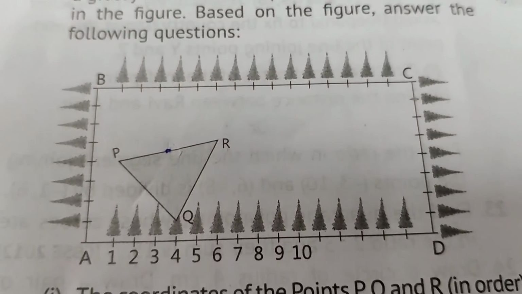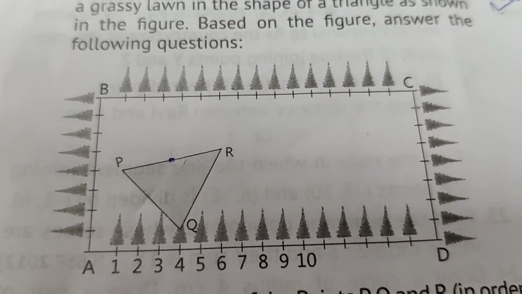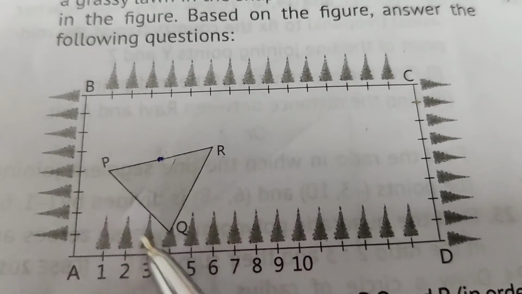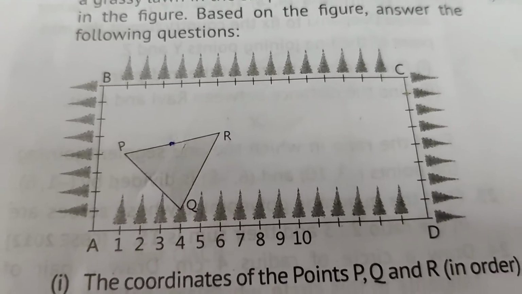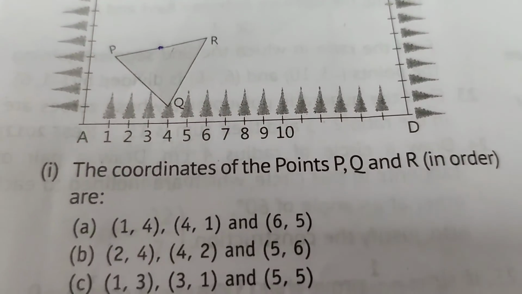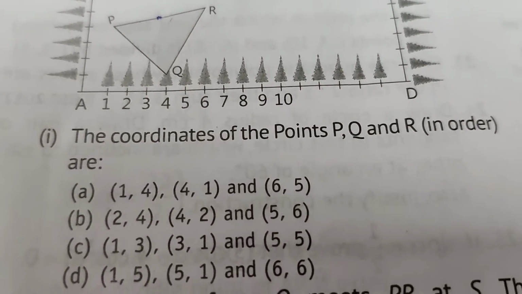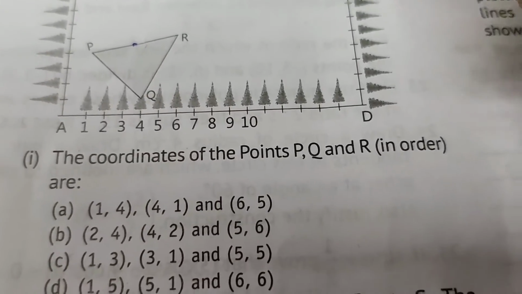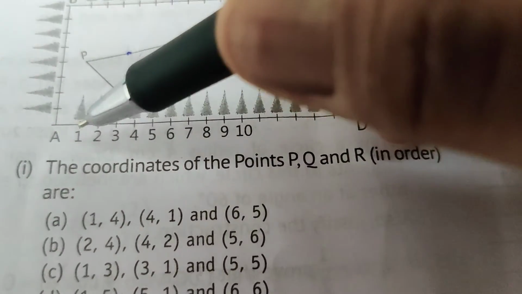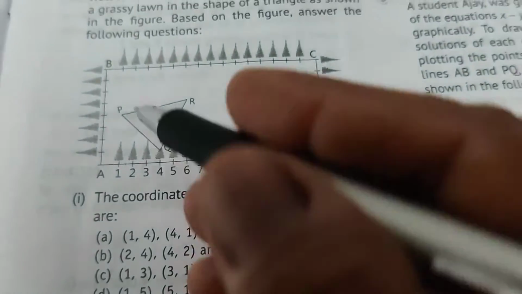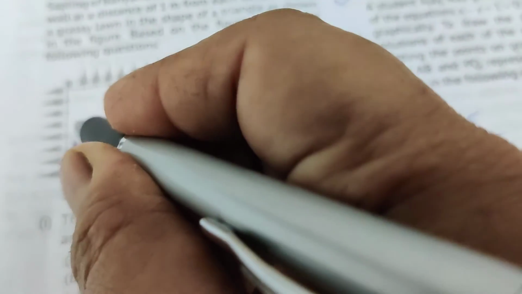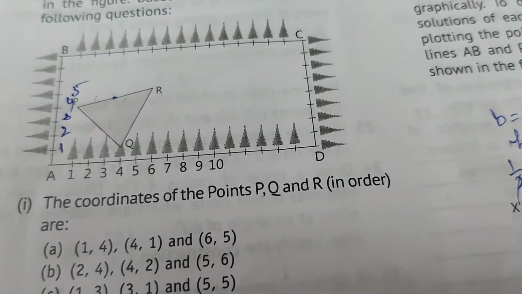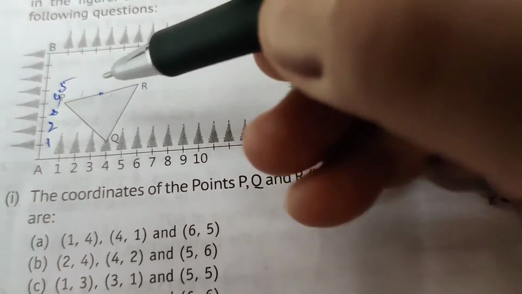This is a rectangular garden and a plot PQR in the form of a triangle. This is a plot of garden. Now give the answers. Coordinates of the points P, Q, R. The coordinates of the point P is 1, 2, 3, 4 and 5. Okay, the coordinates of P is 1, 4.